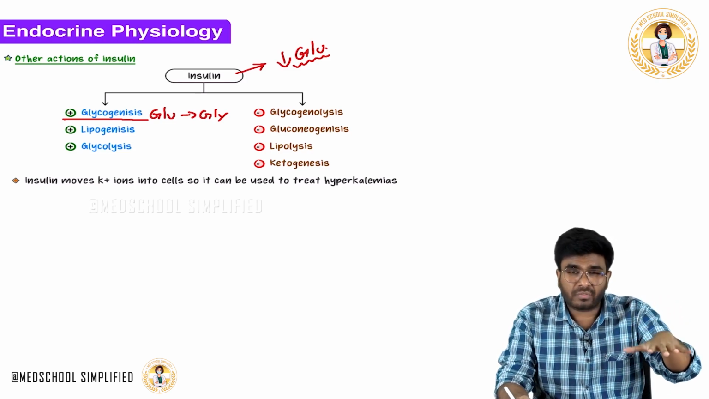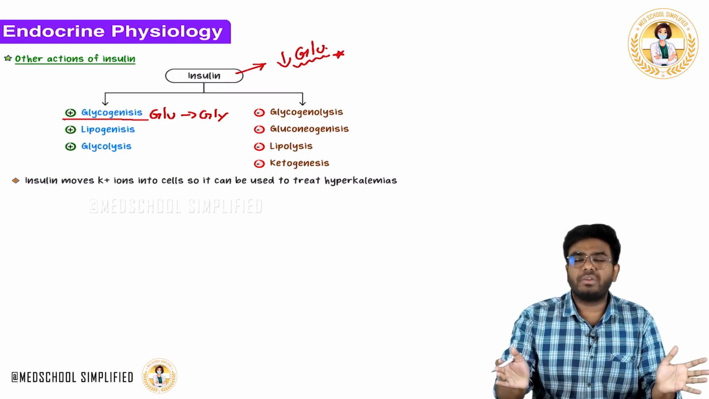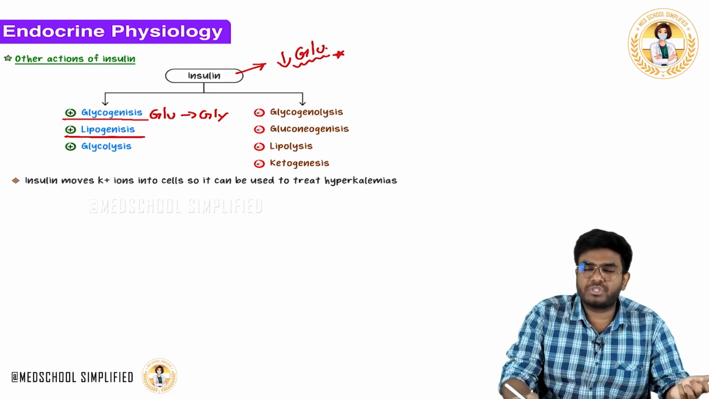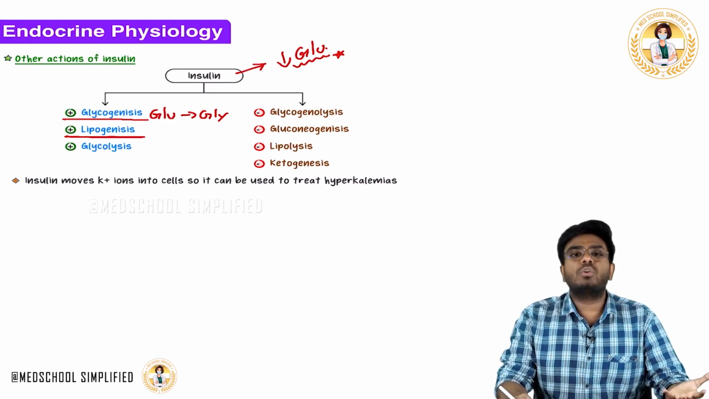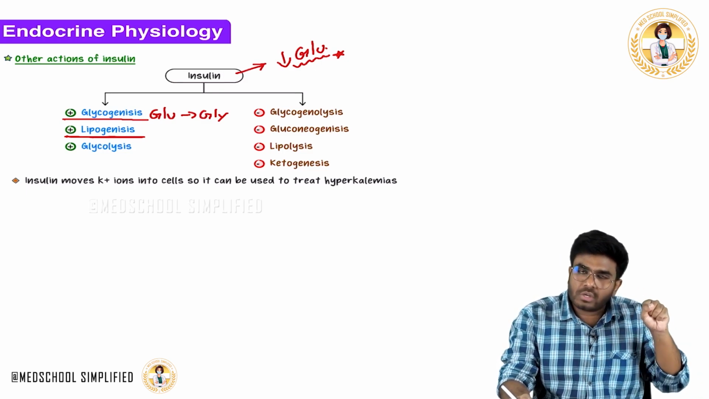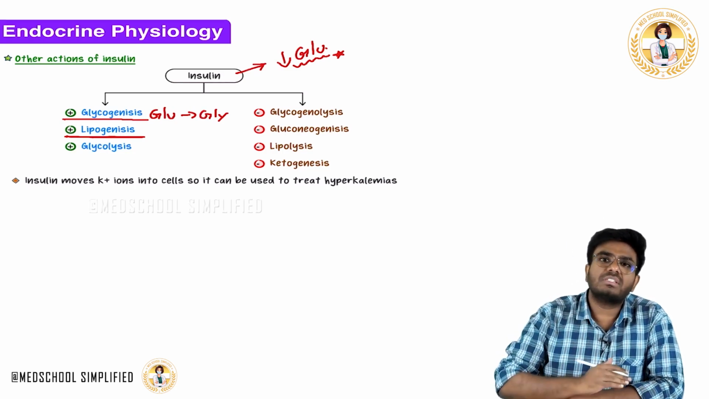So what happened to the blood levels of glucose? Decreased. Okay, target achieved. Not only that, lipogenesis. What is lipogenesis? If you have enough glucose, that glucose will be converted into fat and stored in the adipocytes. So taking the blood glucose, converting it to fats and storing it in the adipocytes, blood levels of glucose are decreased.